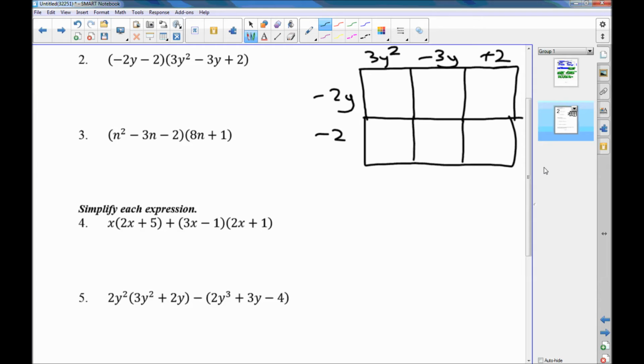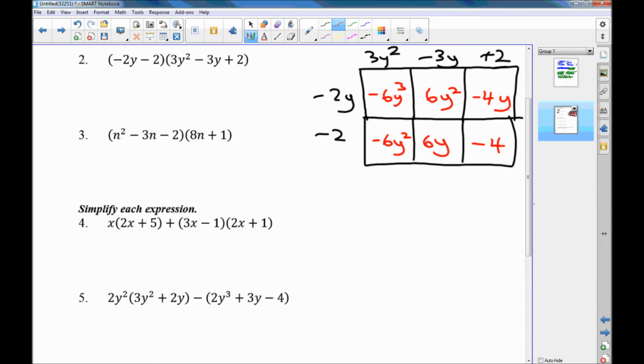I'll go ahead and multiply all my parts in the box. So we get negative 2y times 3y squared, that's negative 6y cubed. Negative 2y times negative 3y makes positive 6y squared. Negative 2y times positive 2 makes negative 4y. Negative 2 times 3y squared makes negative 6y squared. Negative 2 times negative 3 makes positive 6y. And negative 2 times positive 2 makes negative 4.